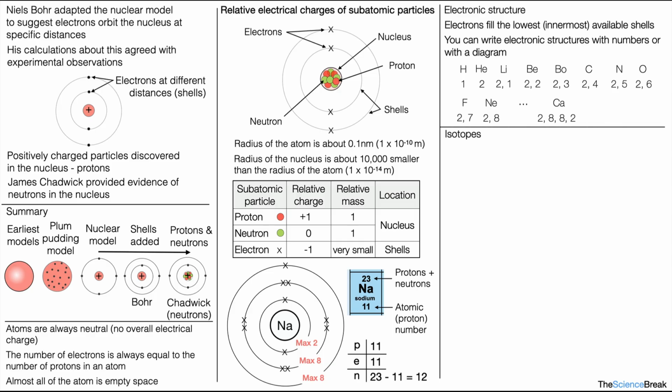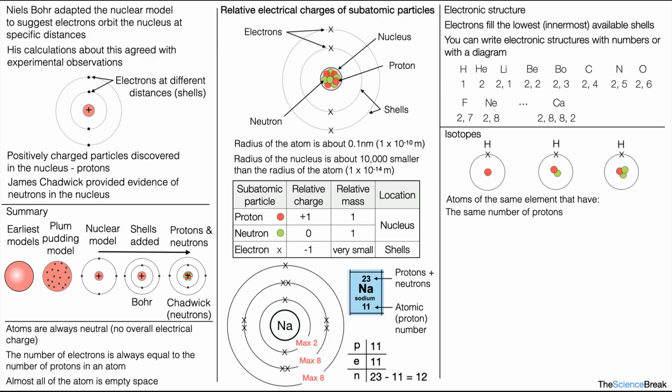Next, we need to look at the idea of isotopes. Here are 3 atoms. Each one of these atoms is an atom of hydrogen. You might have noticed there's a slight difference in the nucleus of each. One thing that is the same is that they have the same number of protons. So all of these isotopes have the same number of protons, but they have different numbers of neutrons. This is what we mean by isotopes: atoms of the same element that have the same number of protons, but different numbers of neutrons. They have the same chemical properties, but they have different physical properties.